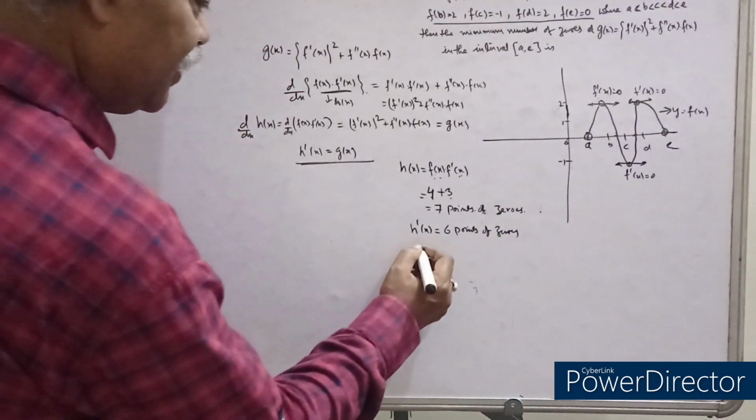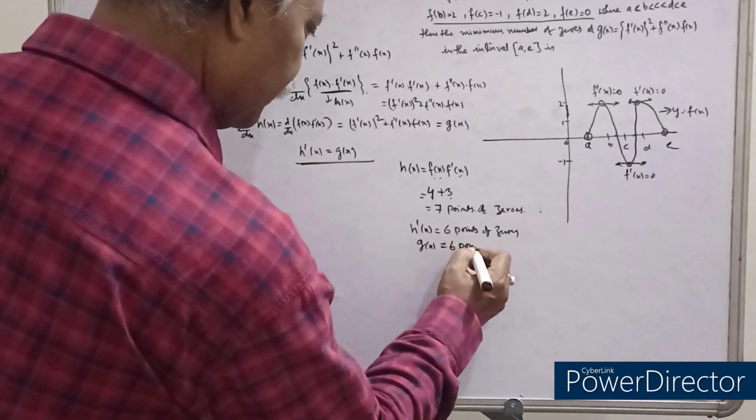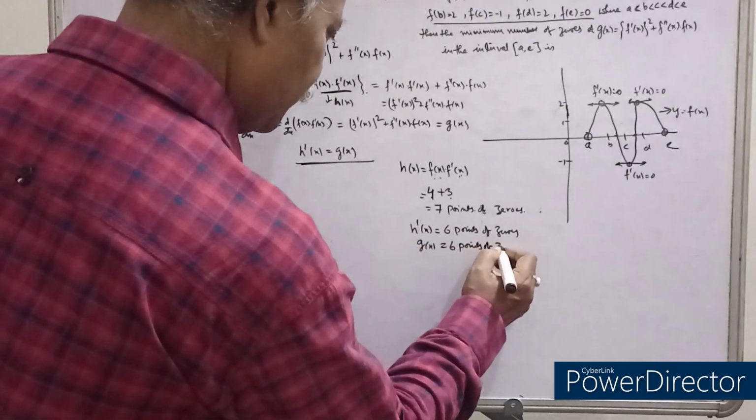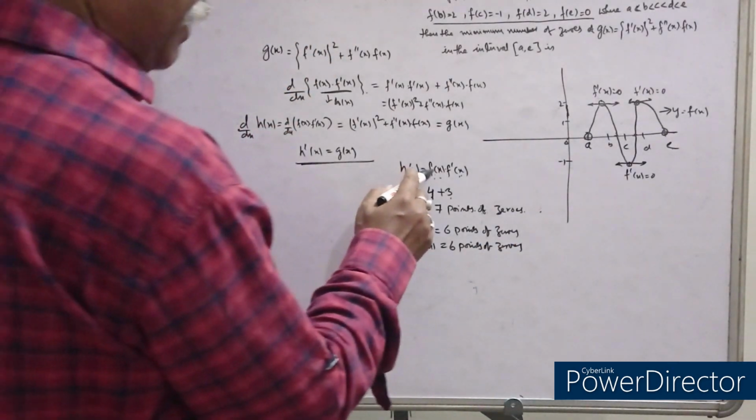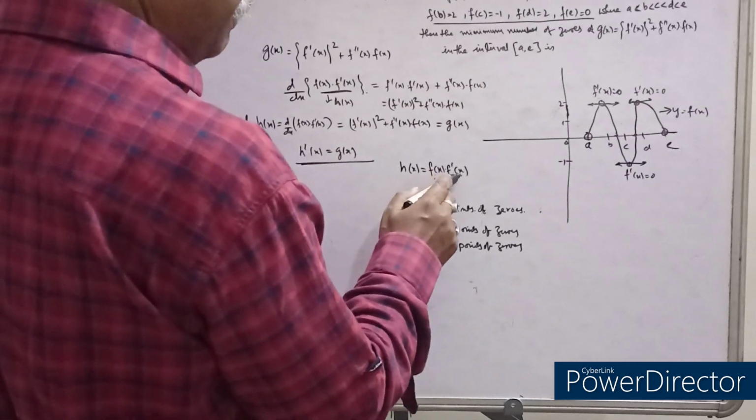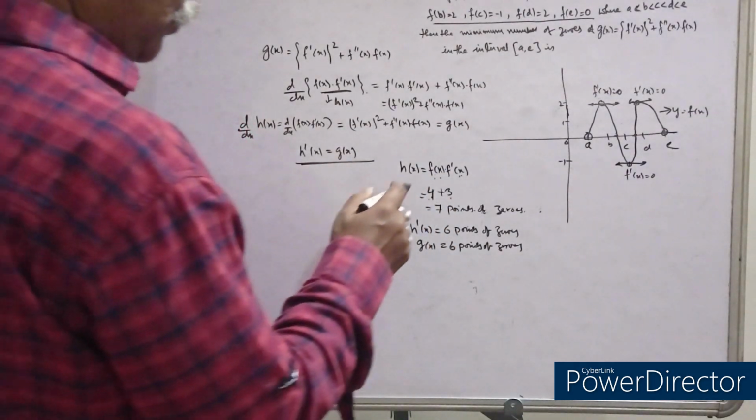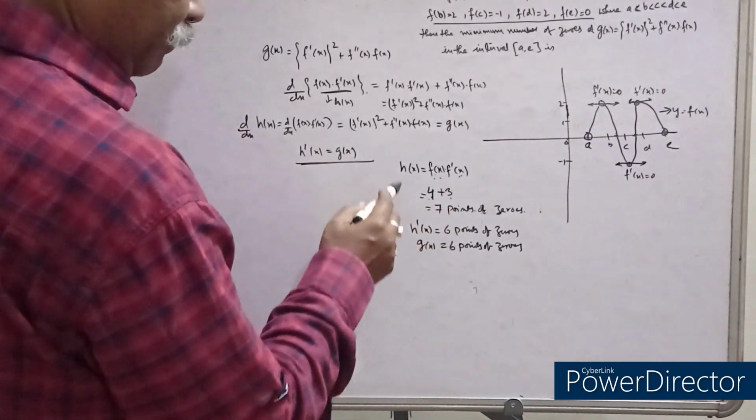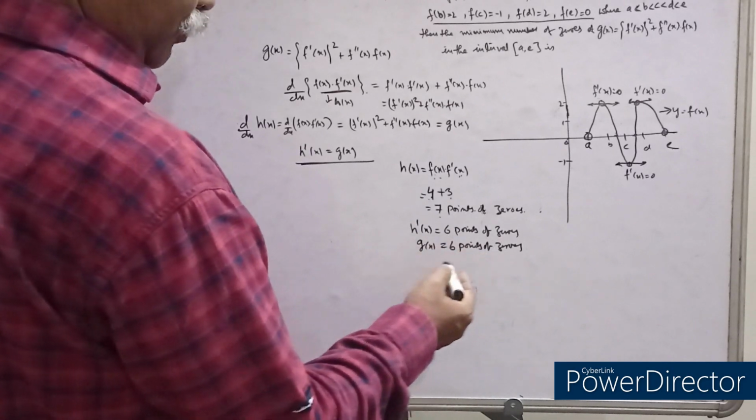And h dash x is g(x), so g(x) will have how much? 6 points of zeros. Here you see, if f(x) has 4 points, then f dash x has 3 points of zeros, so one less. So if h(x) has 7 points, h dash has one less, that is 6 points of zero.